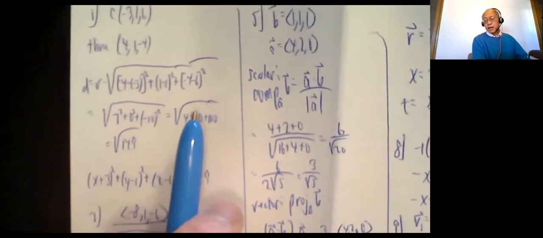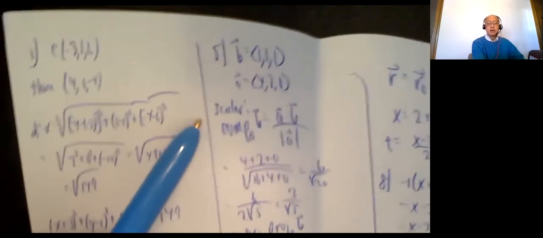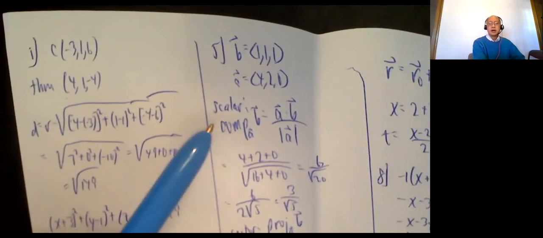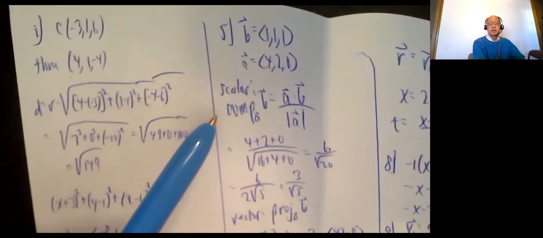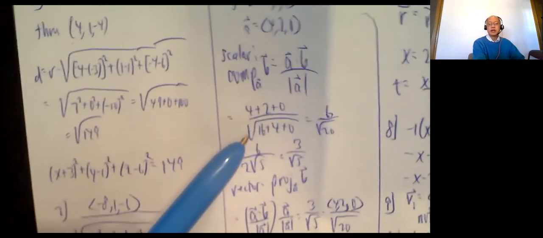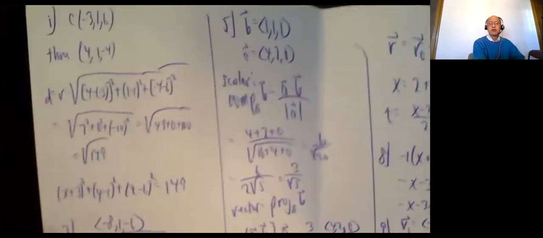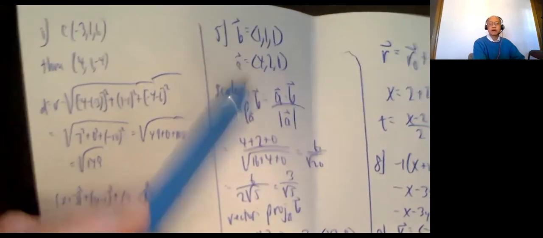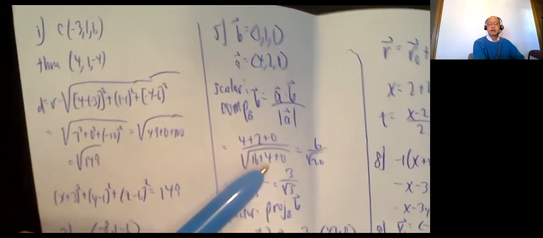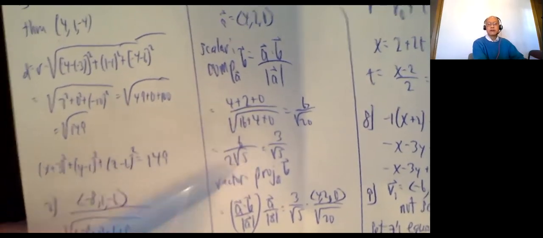Okay, number 5, scalar and vector projections of B onto A. So B is <1, 1, 1>, A is <4, 2, 0>. Scalar projection, comp of B in the direction of A, is A dot B over magnitude of A. So the dot product is 4 + 2 + 0 over magnitude of A, the square root of 4², 16, plus 2², 4, plus 0. 6 over radical 20, 6 over 2 radical 5, or 3 over radical 5.